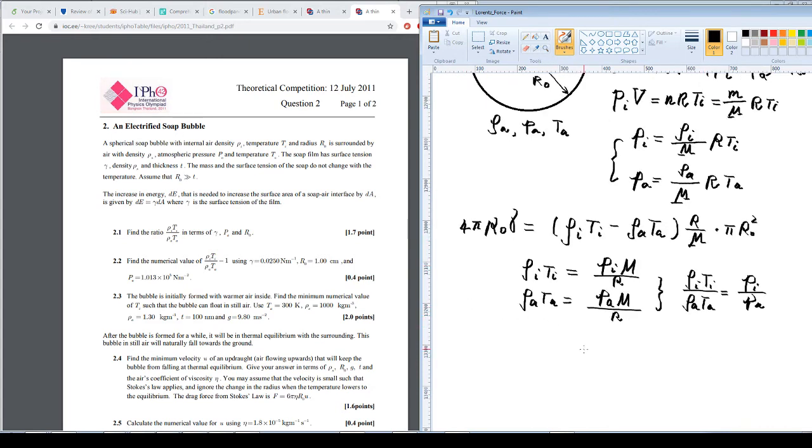But then we can also solve 2.2 at this point, because all we need to do is divide this equation up here by rho A Ta. Oh, for 2.1, you have to express it in terms of PA, R naught, and gamma. So I think you have to convert Pi in terms of gamma and R.